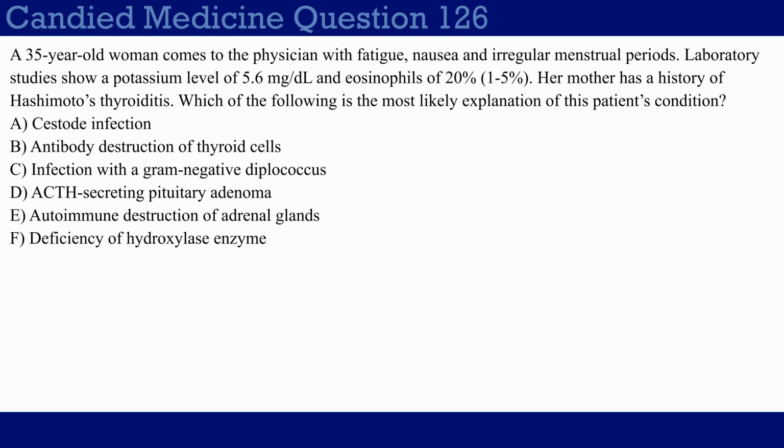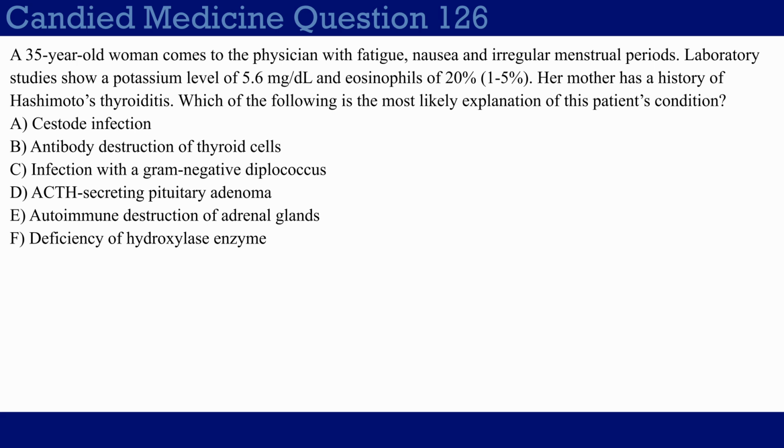A 35-year-old woman comes to the physician with fatigue, nausea, and irregular menstrual periods. Laboratory studies show a potassium level of 5.6 milligrams per deciliter and eosinophils of 20%, normal range 1 to 5%. Her mother has a history of Hashimoto's thyroiditis. Which of the following is the most likely explanation of this patient's condition?